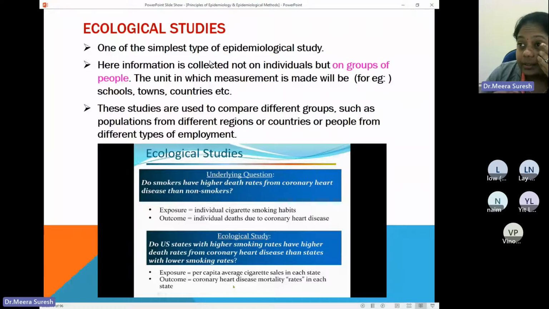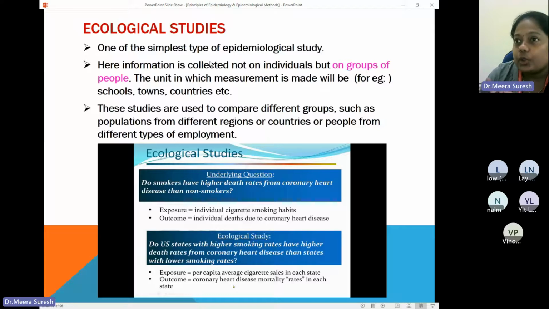But we can't apply this information or the result of that study to an individual. They may say, according to this statement, the state New York, I don't know which state has the higher smoking rate in the US, I'm just saying, for example, New York. They found that New York people have a higher rate of smoking, and hence they say that New York people have more chances of developing coronary heart disease.